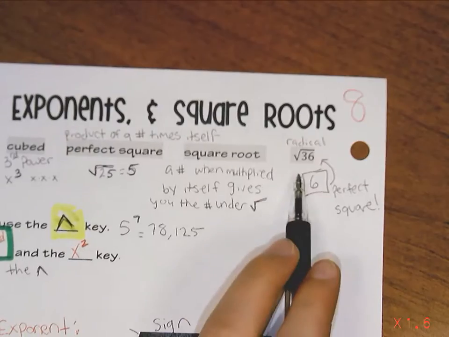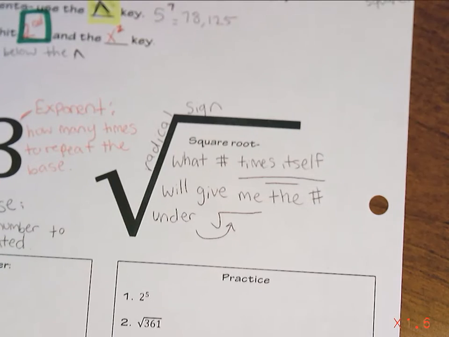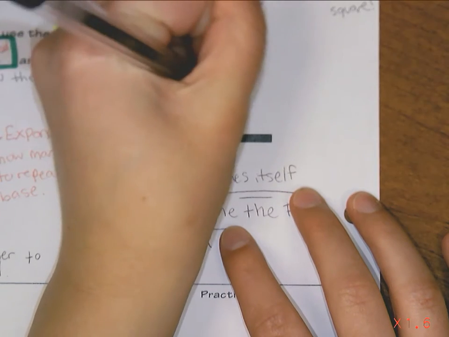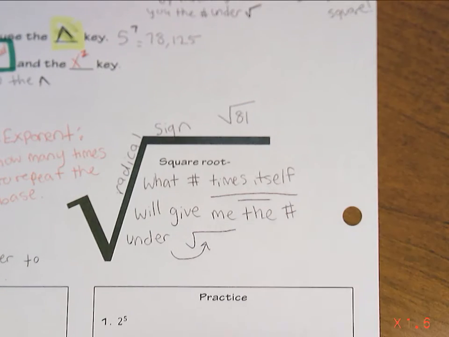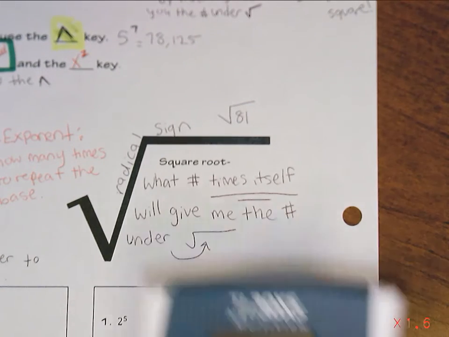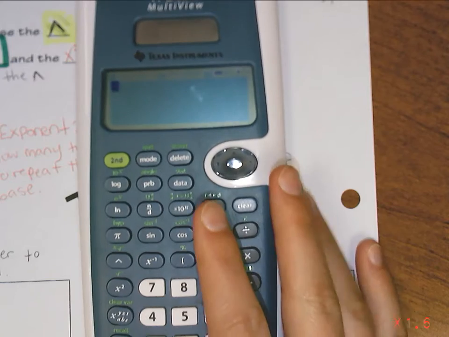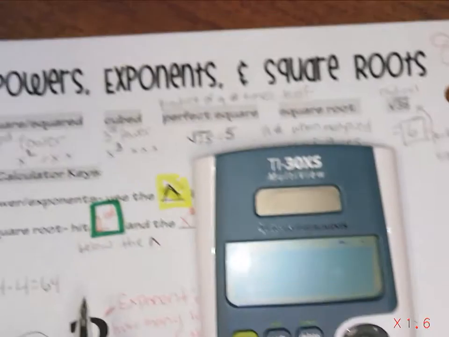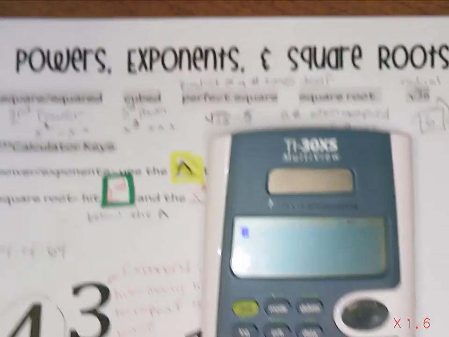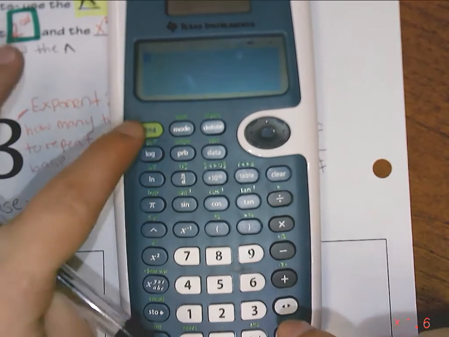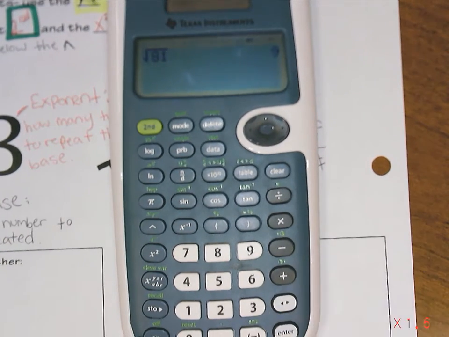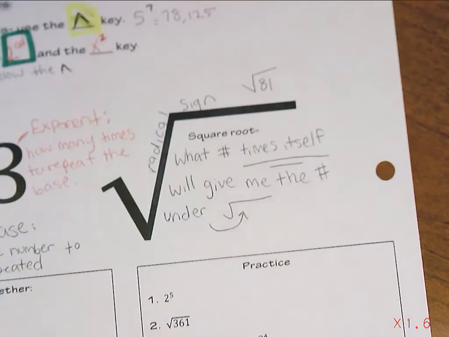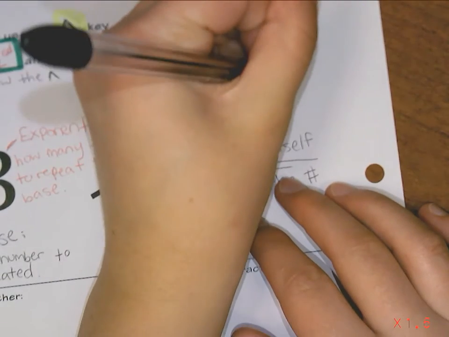And so let's pick a number. We already did 36 up here. Let's pick 81. The square root of 81. You can probably do that in your head, but if you can't, you would hit the second, it's right here, second x squared button, and you would type in 81. And you know, oh, it's 9.